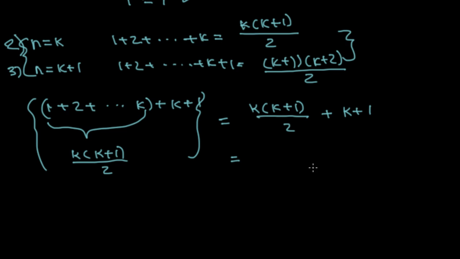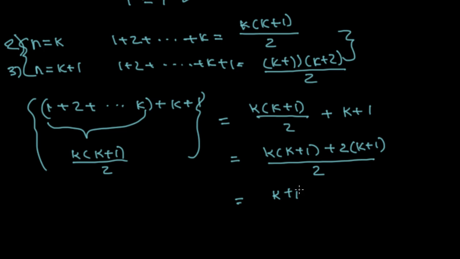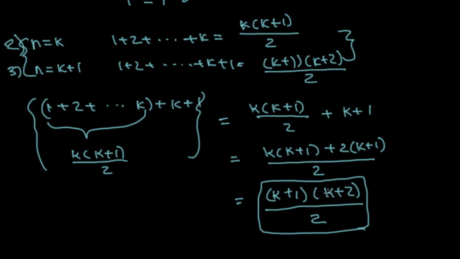Simplifying that, we get common denominators 2, k times k plus 1 plus 2 times k plus 1. Well, k plus 1 is a common factor in both expressions, so we can factor that out, which makes it k plus 1 times k plus 2, all over 2. So this is a result we got for the left-hand side right here. So we know that this left-hand side equals this, but this also equals the right-hand side.